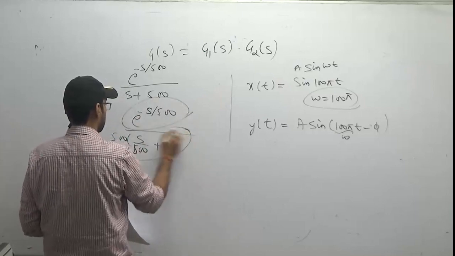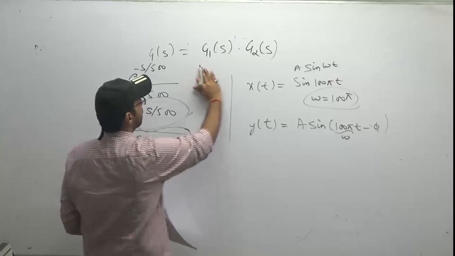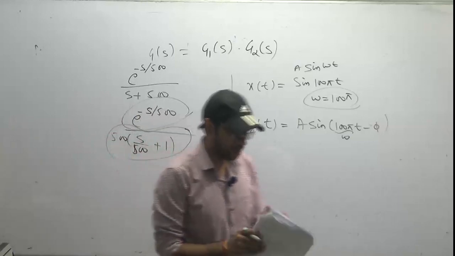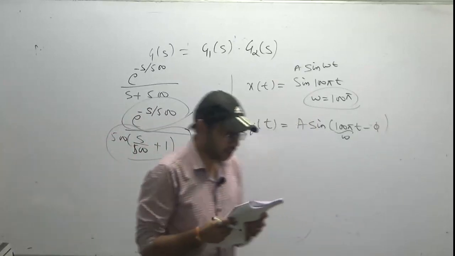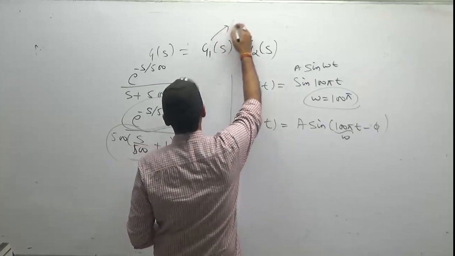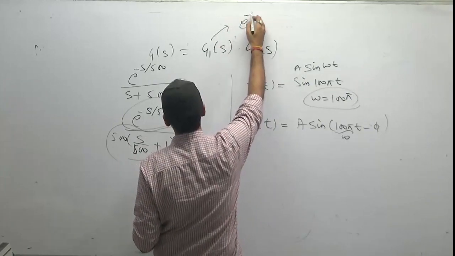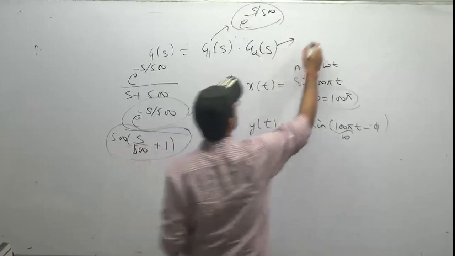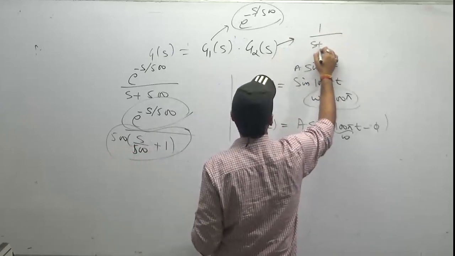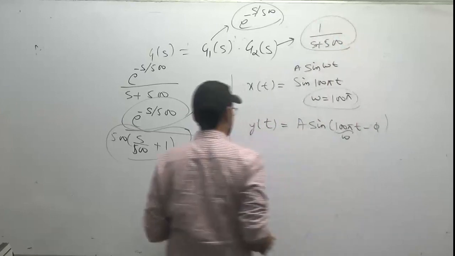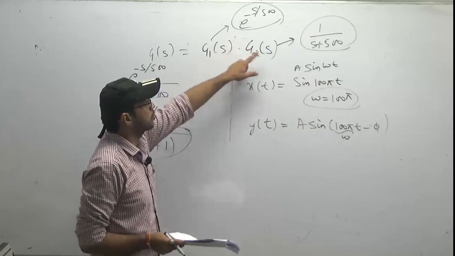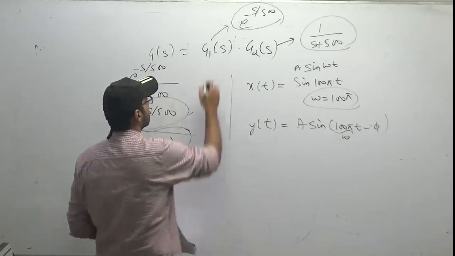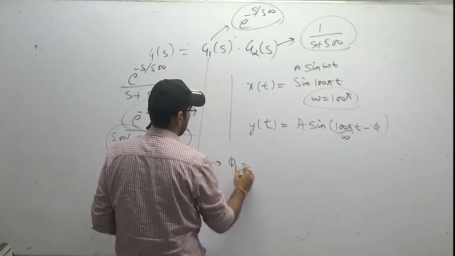This is the thing and this is the thing. So we can say G1(s) into G2(s). So tell me, what is G1(s) here? G1(s) represents e raised to the power minus s divided by 500. And G2 represents 1 upon s plus 500. Right. Now, from these two transfer functions, what is the value of phi 1 in this case? Phi 1 is equal to what?